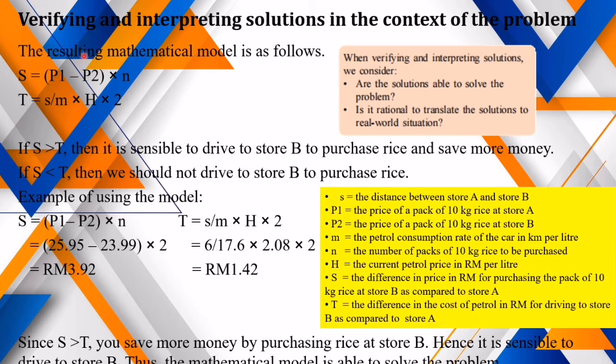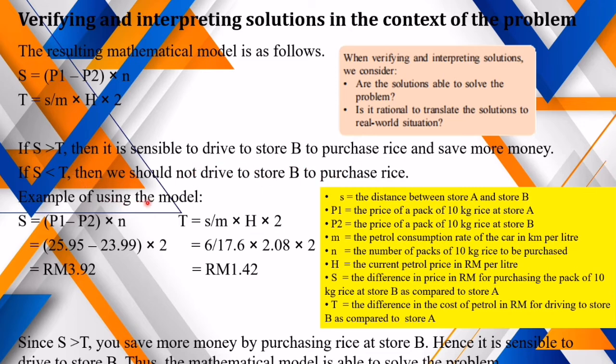The resulting mathematical model is as follows: S equals P1 minus P2 times N, T equals S over N times H times 2. If S is more than T, then it is sensible to drive to store B to purchase rice and save more money. If S is less than T, then we should not drive to store B to purchase rice.